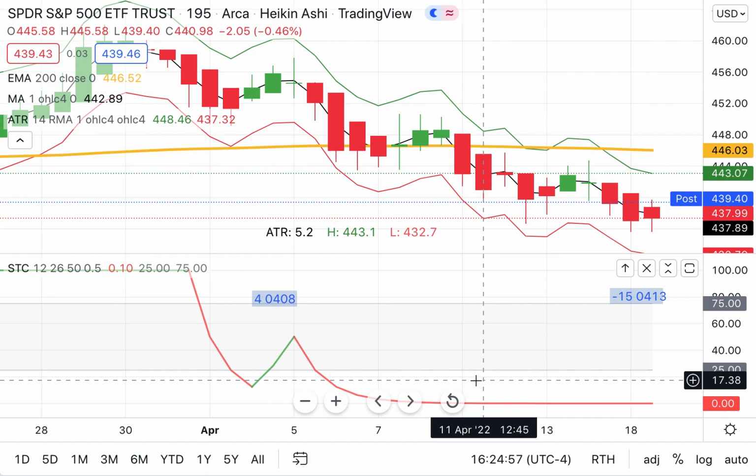The STC is what? It's a hybrid of stochastics and our favorite MACD. Of course, we use the price percent oscillator, which is a percentage version of the MACD. This puts in stochastics. It uses cycles and time as well as using the moving average convergence divergence. So even better, I have found.